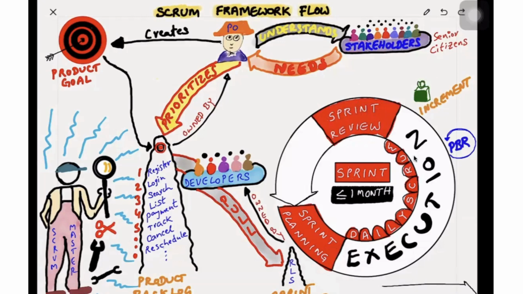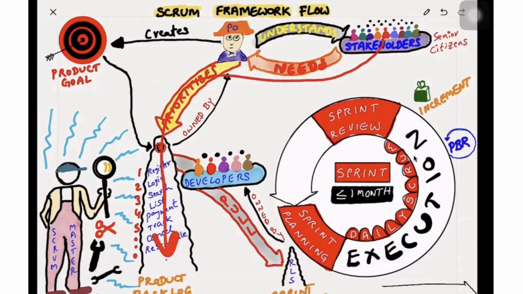Scrum team will participate along with the stakeholders. So this increment will be showcased to the stakeholders as a working software. When you show them the working software, they get to know how the product is shaping up, how the features are coming up, so that they can give some feedback.